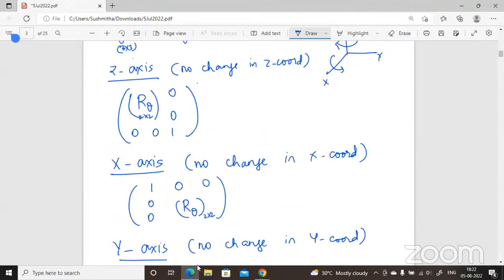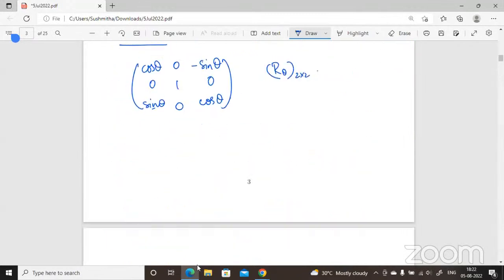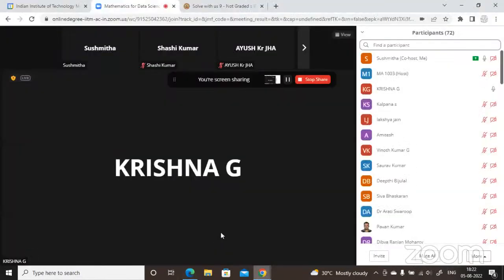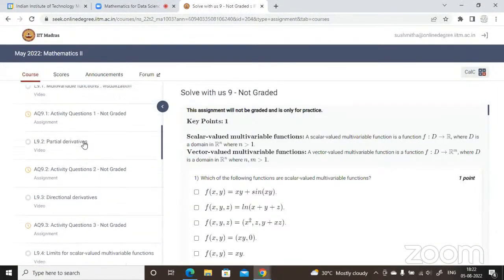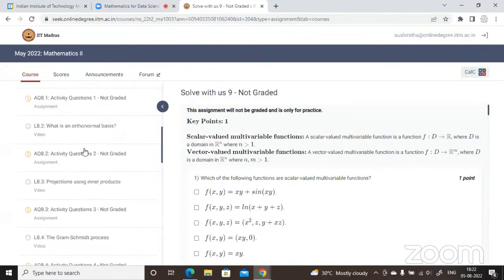Any example can we solve? Example for what? Orthogonal transformation, is it?